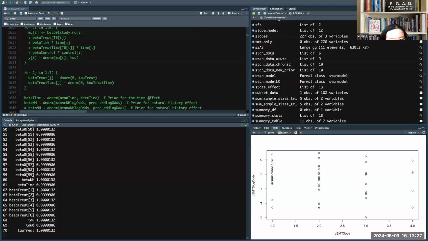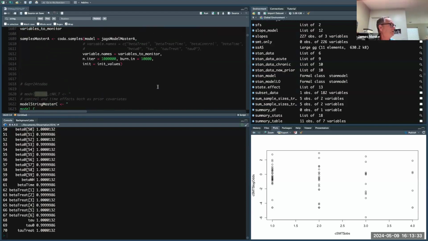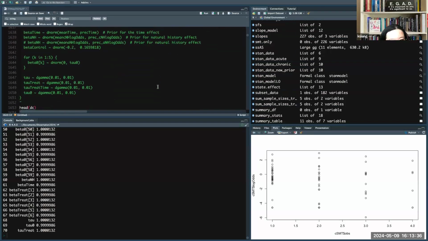Did you write this code yourself? Yeah, I did this myself. Taught myself. It's a lot of calculation.